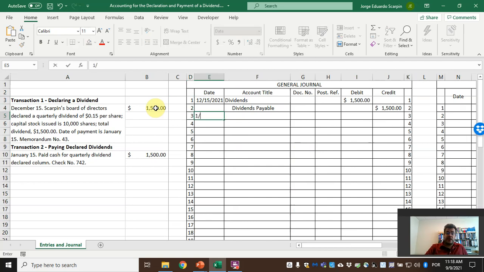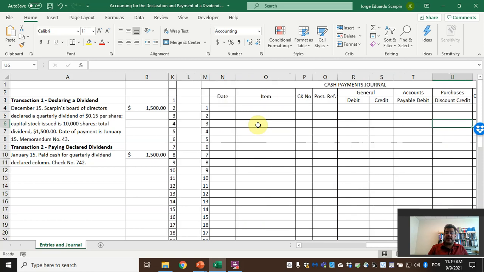However, on January 15th, let's consider here 2022, that is the following year, we are paying this declared dividend. So what are we paying? Not dividends anymore. We are paying the dividends payable. Oh, and doc number here. The first doc number is memorandum 43, and here we are paying with the check 742. Our debit 1500, and our credit is cash 1500. Now we pay it, so we have a cash payment.